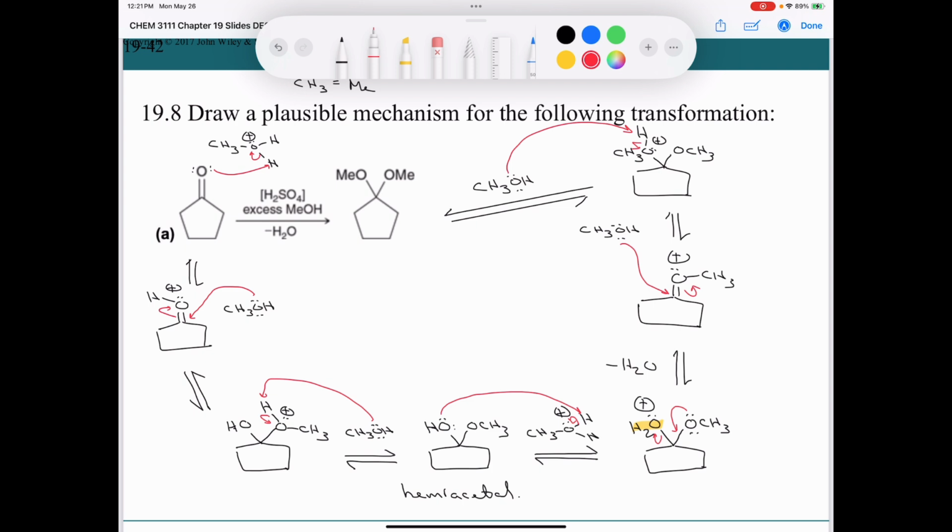So notice you started out with the protonated methanol as your acid, and in the last step, you reform the protonated methanol, right? So it's a catalyst. It keeps getting recycled over and over. So make sure you know how to draw the mechanism of acetal formation.